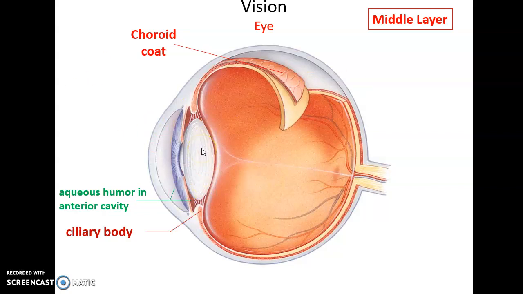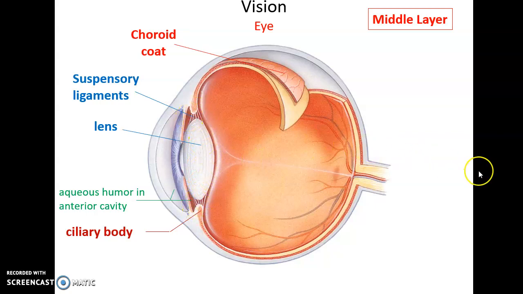Here's the lens. And then there is a space called the anterior chamber behind the cornea that is filled with aqueous humor, with fluid. The lens is connected to the ciliary body by these thin structures called suspensory ligaments. This allows the ciliary body to control the shape of the lens to focus light to the back of the eye.